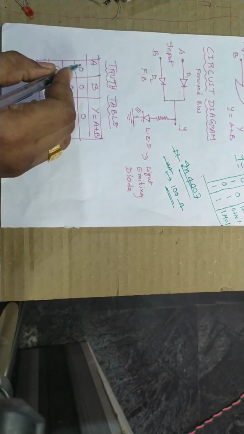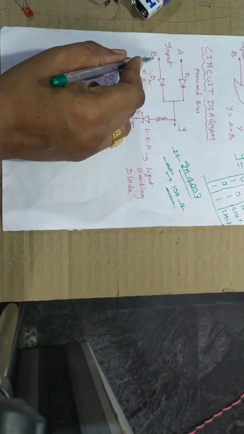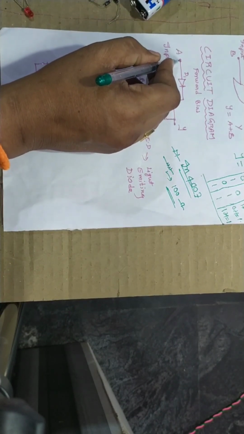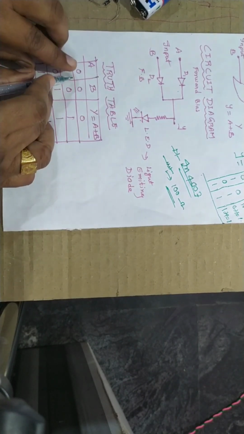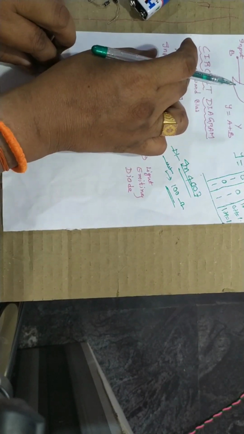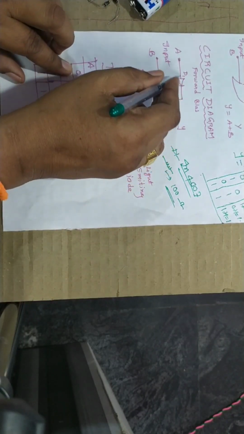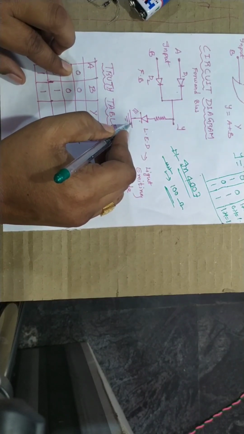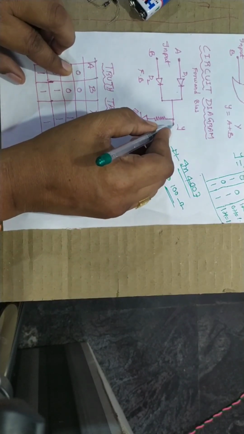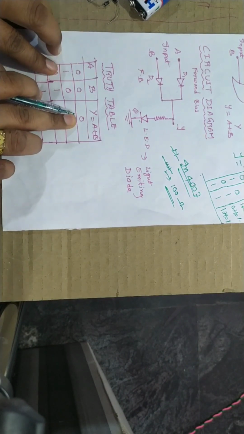When the A terminal is connected to the battery positive terminal or negative terminal, first we take the negative terminal, and the B terminal is also negative. Both negative means both are zero, because we are not giving any voltage or current through these two diodes. Then the output is also zero, and the LED does not glow. That means the output will be 0.